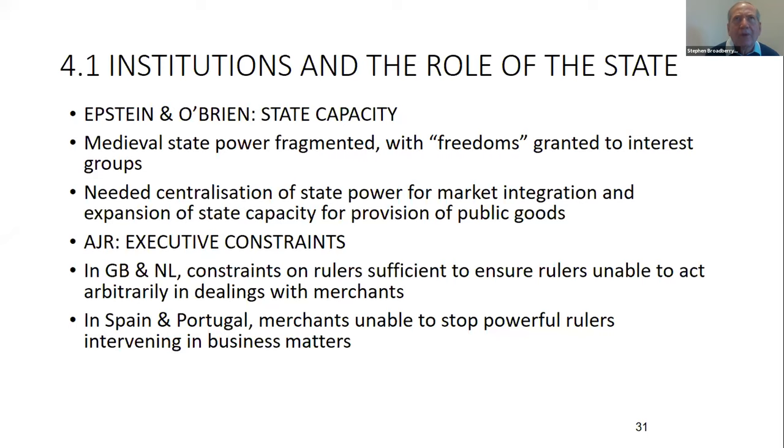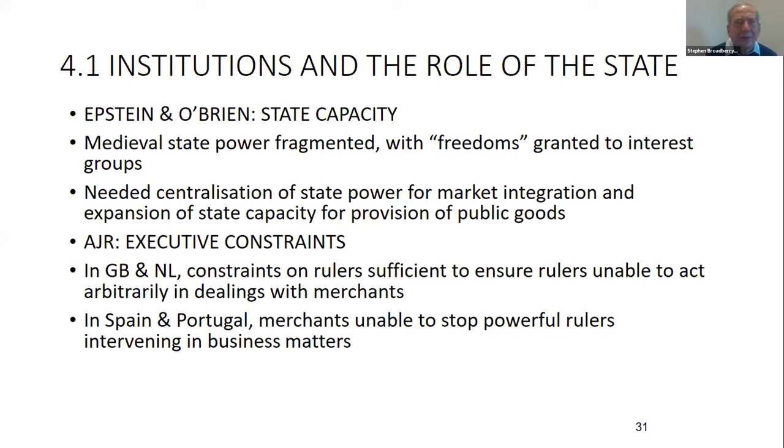So the idea there was that although you had what seemed like an all-powerful king, he relied on the support of the feudal lords, and to get their support, he had to allow them to exercise monopoly power in their own lands. And that meant that you didn't have a unified market. So to provide a unified market and bring about market integration, you needed centralization of state power, and then you would obtain taxes and be able to provide public goods, which would stimulate economic growth.